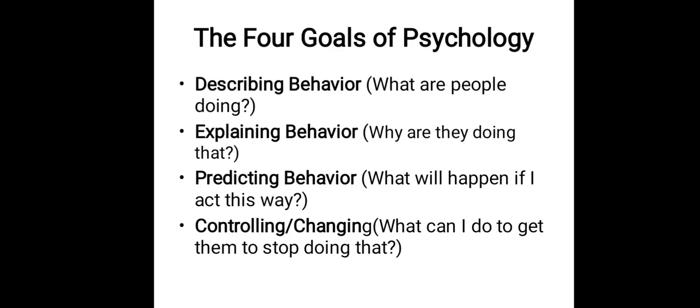Before we go into the four goals of psychology, as we said, psychology is a scientific study of human or animal behavior or mental processes. So when you say studying a behavior, there are two types of behaviors. Those are overt and covert. So overt behavior and covert behavior.